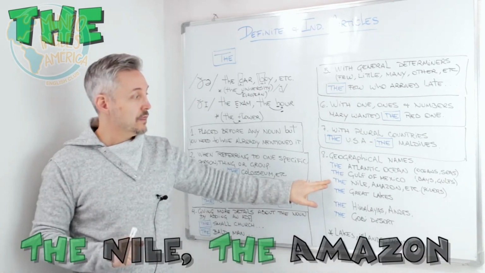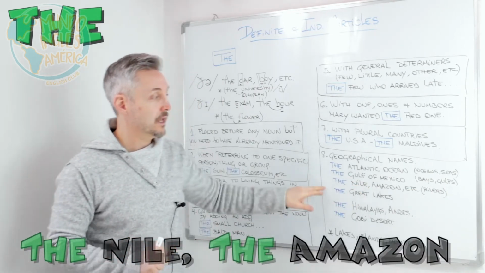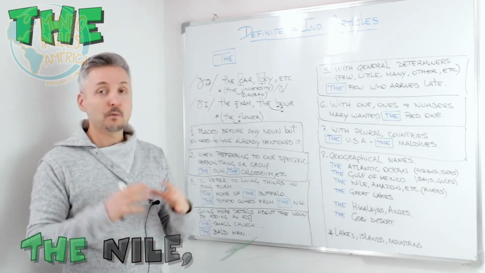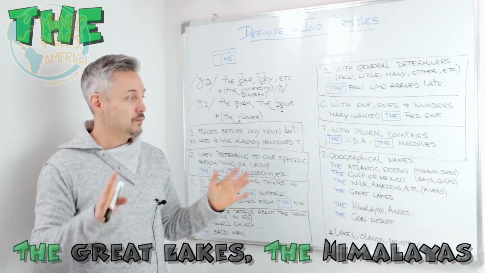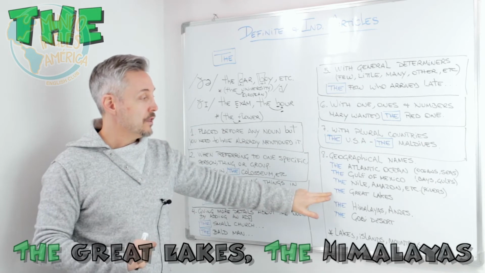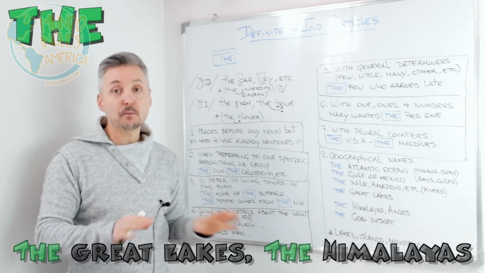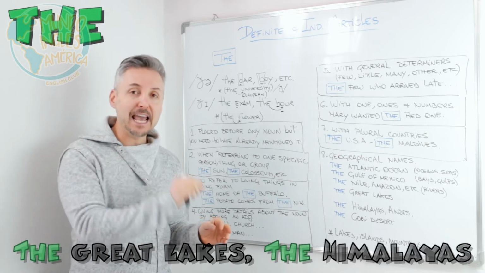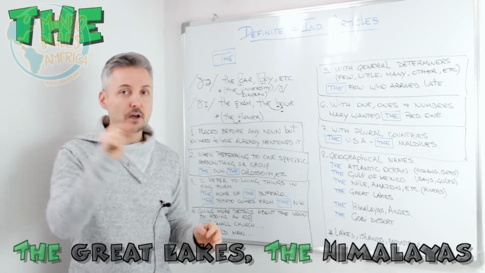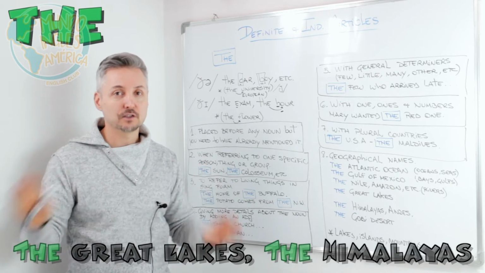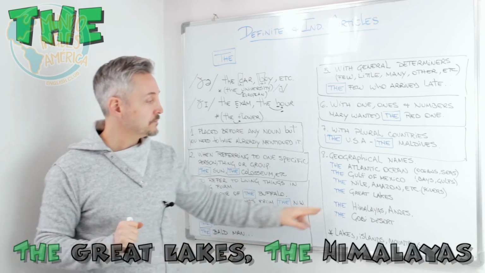With rivers, the Nile, the Amazon, etc. Now with groups, in this case with groups of lakes, the Great Lakes. But we don't use "the" with Lake Ontario. We don't say "the Lake Ontario." We say Lake Ontario without an article.